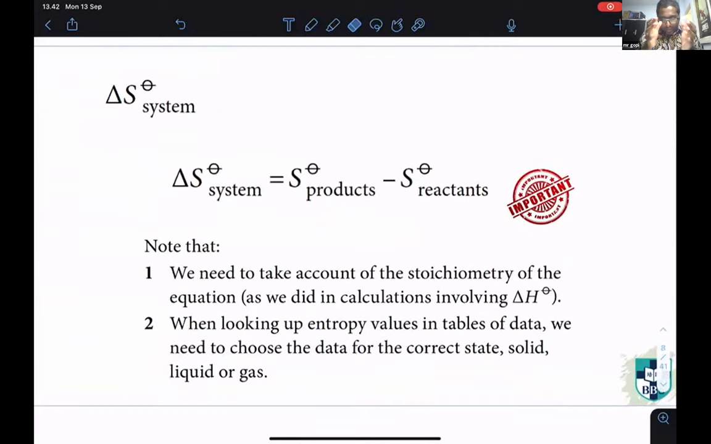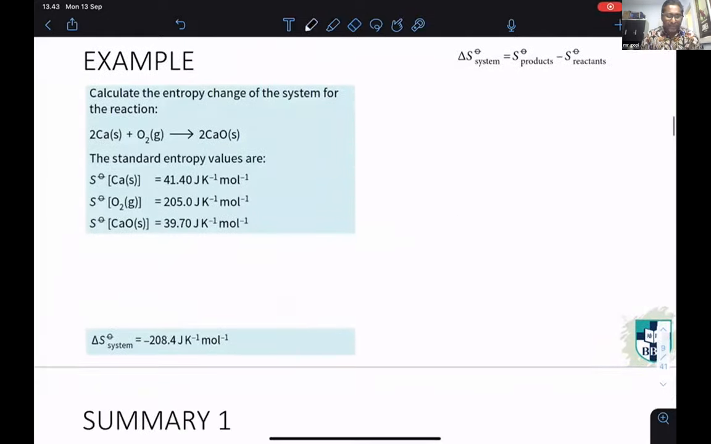Now, before we go for our AS prelim, I introduce to you this formula. This formula is telling us how to calculate the entropy of the system. You just get the entropy of the products and then you minus the entropy of the reactants. And we have done some questions about that.